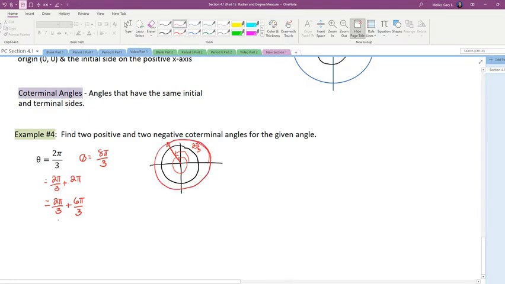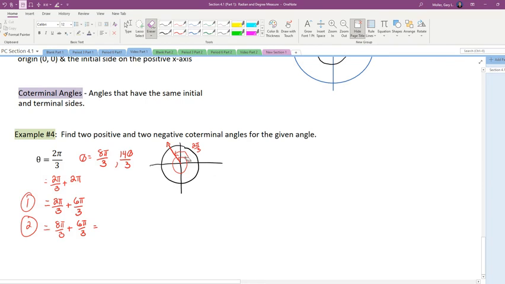And if I wanted another one, then I could do the previous answer, 8 pi over 3, and add another 6 pi over 3. And that would be 14 pi over 3. All right, now if I want a negative coterminal angle, then instead of opening this direction, I'm going to open this direction.